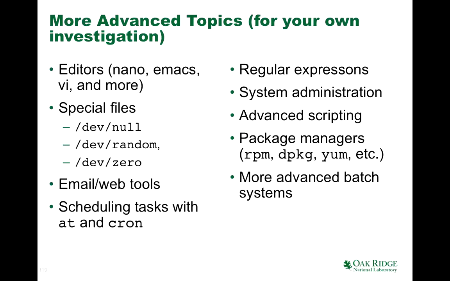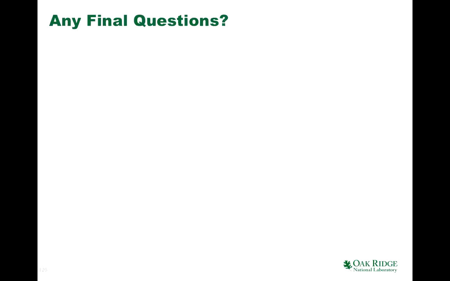Some special files might come in handy when you're using the system. I used /dev/null in an example. There's also one that gives you some random data. There's one that gives you a string of constant zeros. Email and web tools, and some utilities to schedule tasks: one is called apt, one is called cron. Regular expressions, and going more into scripting and system administration. Package managers, which is how we install software on the system. Again, I talked about some more advanced batch queuing system setup.